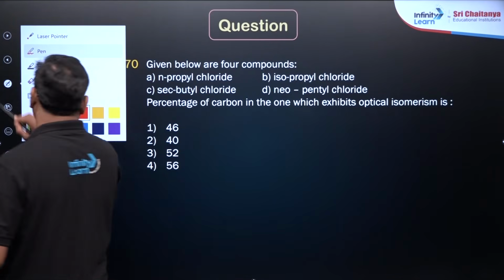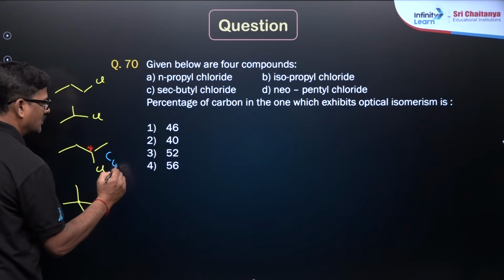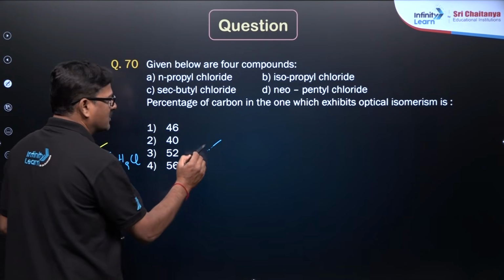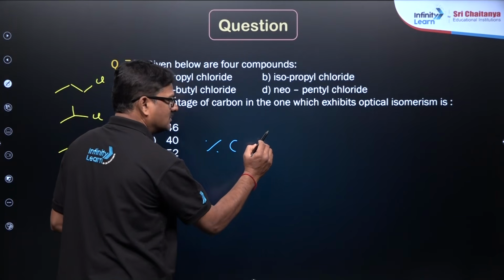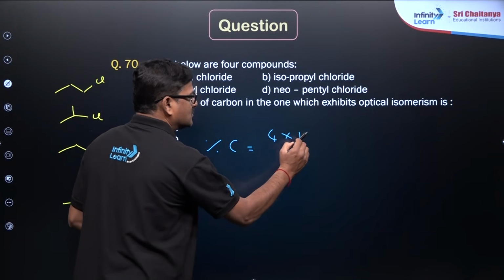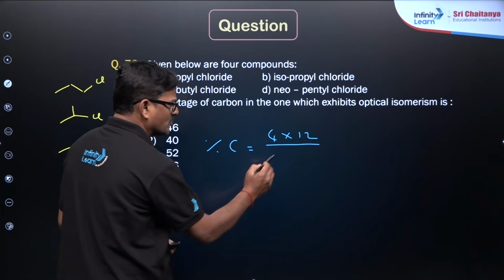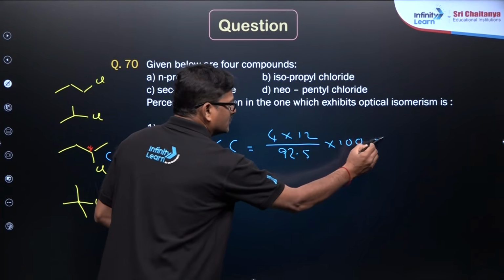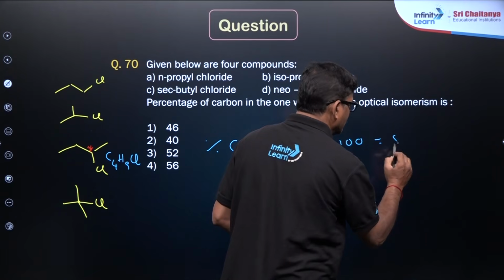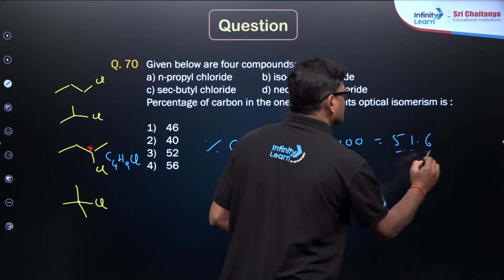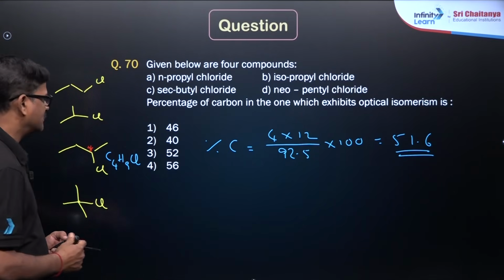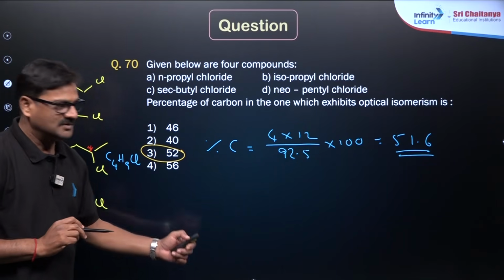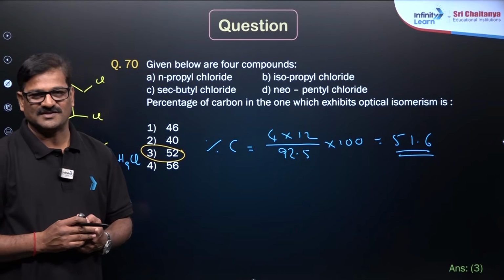So this has C4H9Cl as the molecular formula. If you want to talk about the percentage of carbon, there are 4 carbons, 48, and its molecular mass is 92.5, into 100. On doing so, you are going to get 51.6. So on approximation, my answer for this question is going to be 52. Option 3 is the correct option for this question.